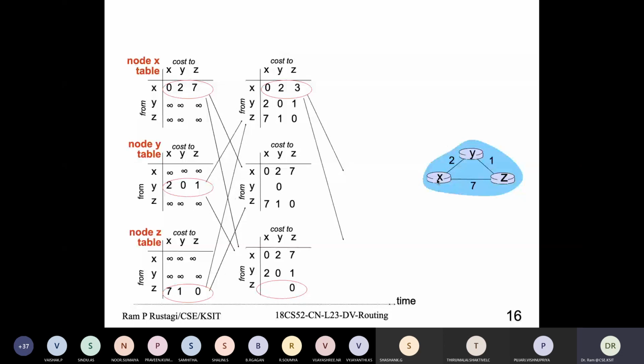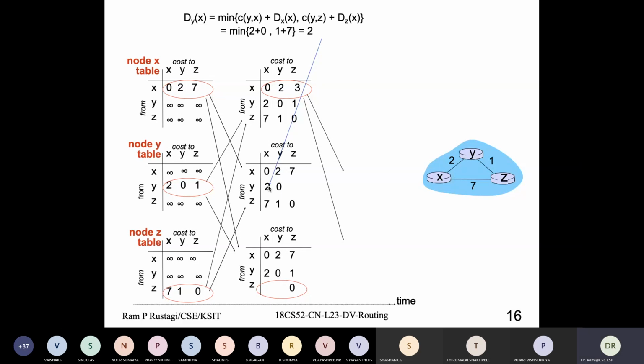And y to z is 1. And what does z say about x? 7. Basically 2 plus 0 and 1 plus 7. Min, you'll basically get min of 2. So min of c(y,x) plus estimate of x to x, c(y,z) plus estimate of x from z. So c(y,x) is 2, x to x estimate is 0, you get 2 plus 0. c(y,z) is 1, and z to x total is 7, so 1 plus 7. Minimum is 2, so we keep it 2 here.